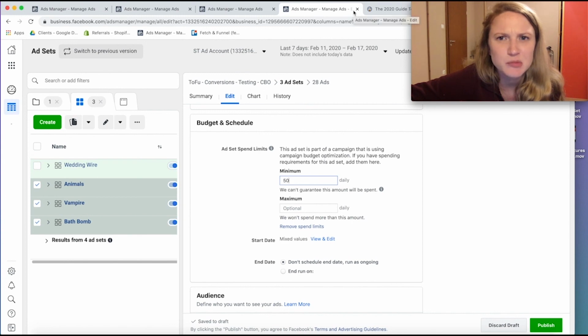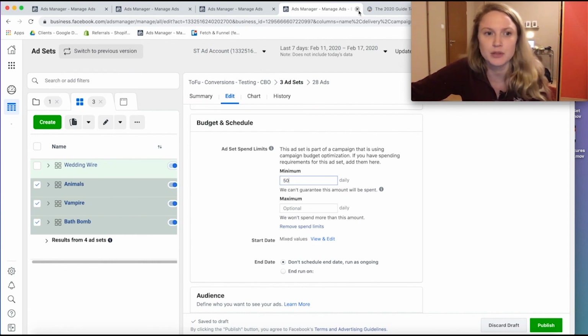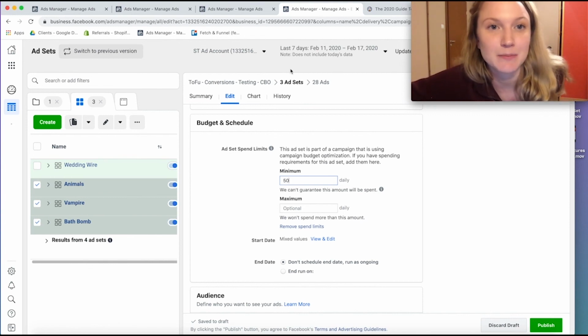So yeah, that's pretty simple. To be honest, we've tested that pretty rigorously at Fetch and Funnel, but it's not something that I use regularly at this time. But now that CBO is rolling out across one of my accounts, that account is going to see a lot of this action coming up soon.